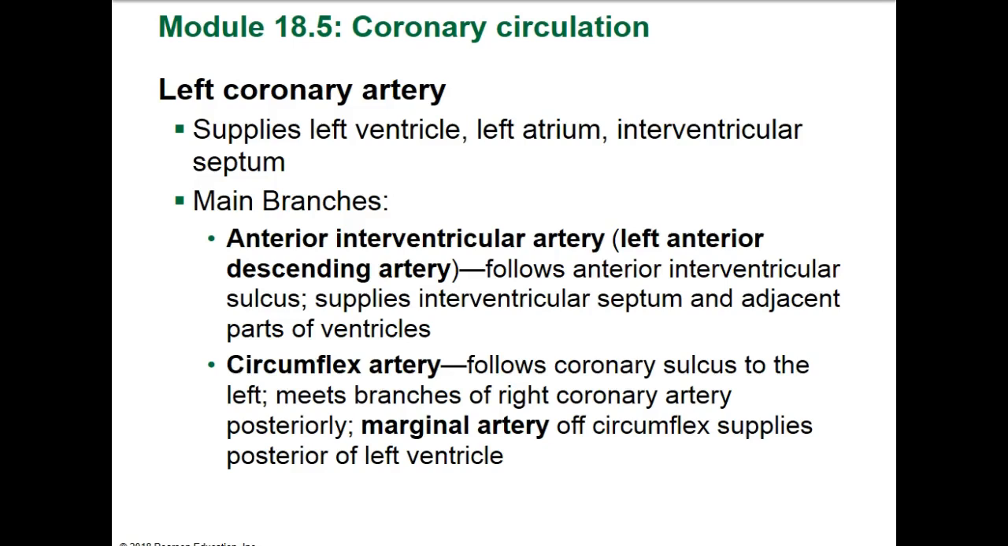The left coronary artery supplies the left ventricle and the left atrium and the interventricular septum. The main branches are the anterior interventricular artery. This is the left anterior descending artery. It follows the anterior interventricular sulcus. It supplies the interventricular septum and the adjacent parts of the ventricles. And then we have, of the main branches of the left coronary artery, the circumflex artery. It follows the coronary sulcus to the left. It meets the branches of the right coronary artery posteriorly. This marginal artery is off the circumflex, which supplies the posterior of the left ventricle.